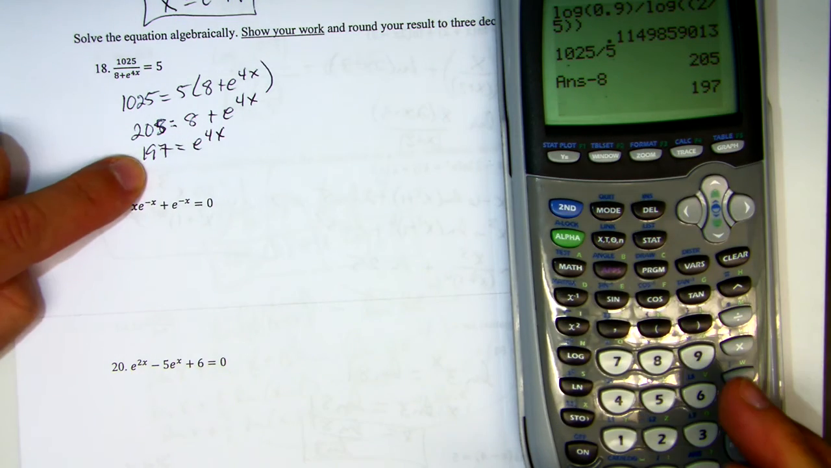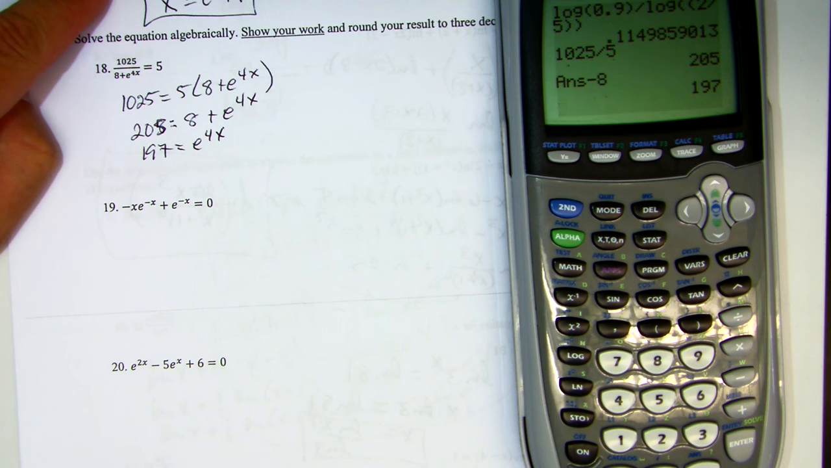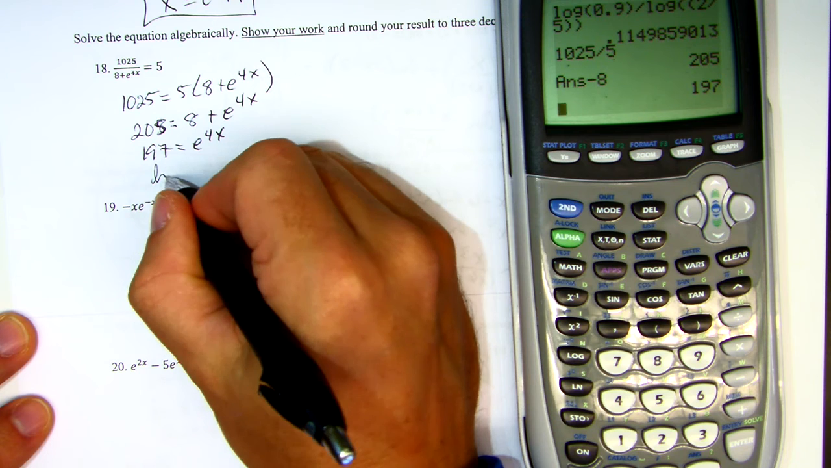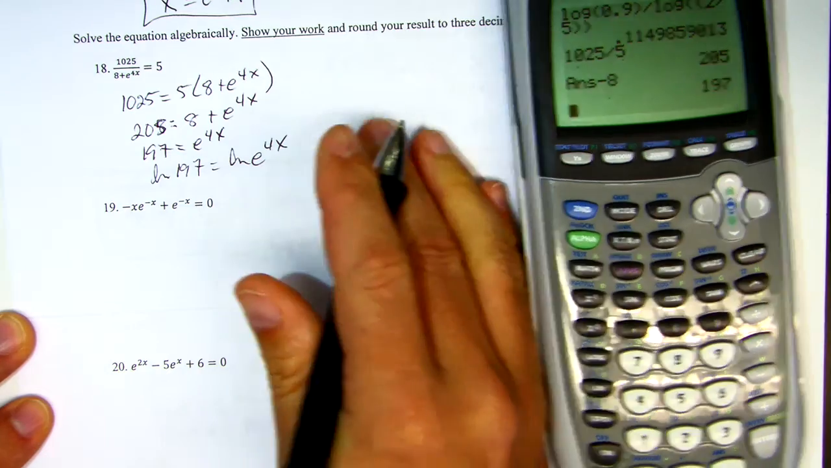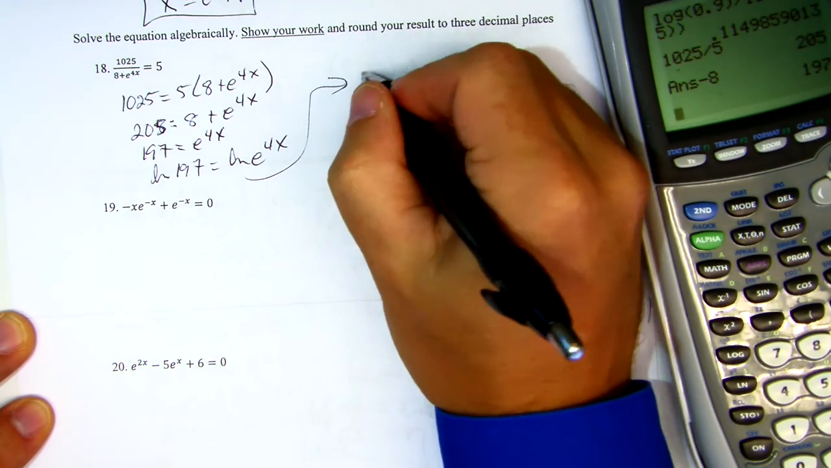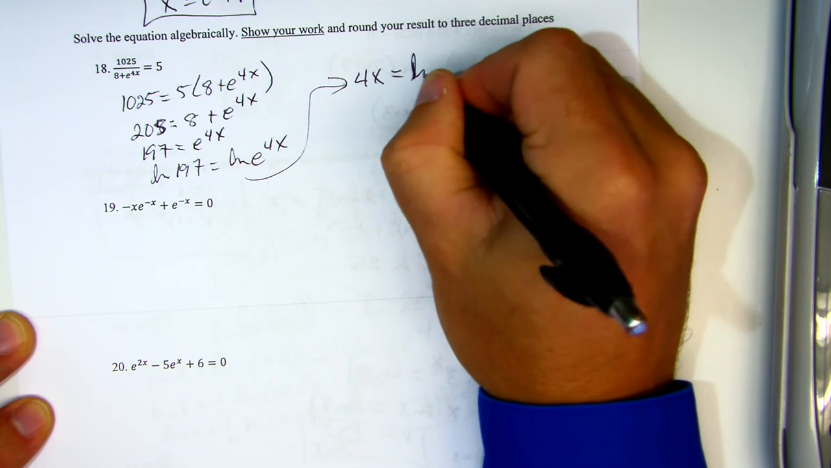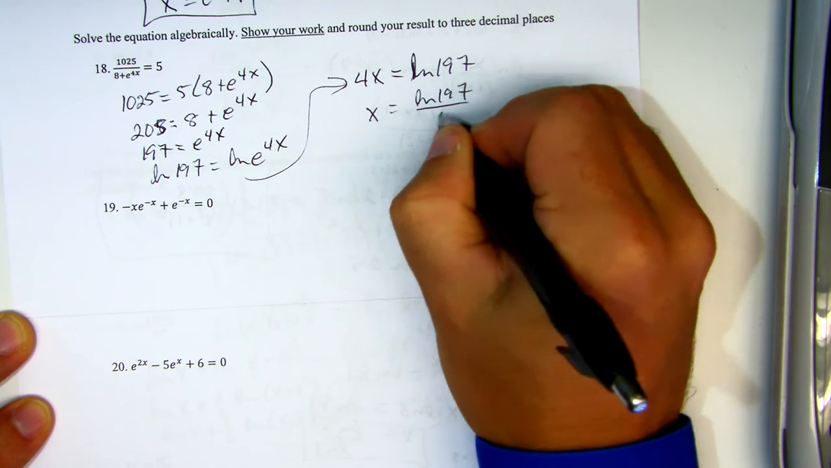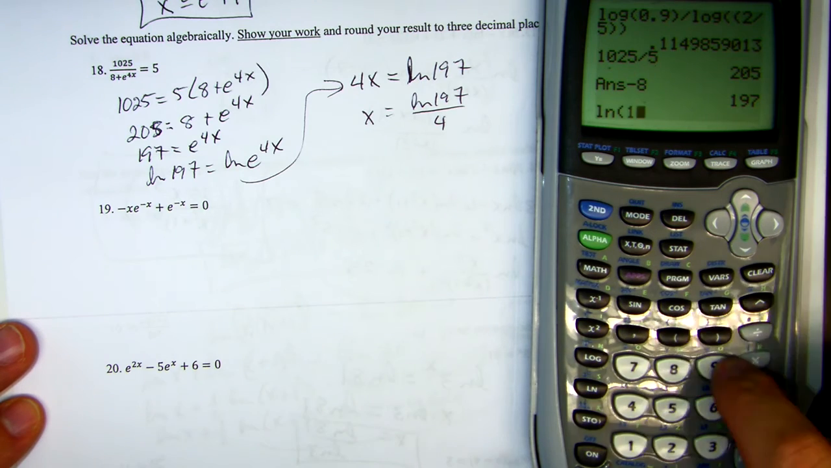Now this is just like the ones that we did on the other page. All you had to do was your algebra, and then you get to a point where it was just like what we had on the previous part. And so now I take the natural log of both sides. I use my exponent rule. Divide by 4. Now this one says round to 3 decimal places, so I don't want the exact answer, I just want you to type it in your calculator.